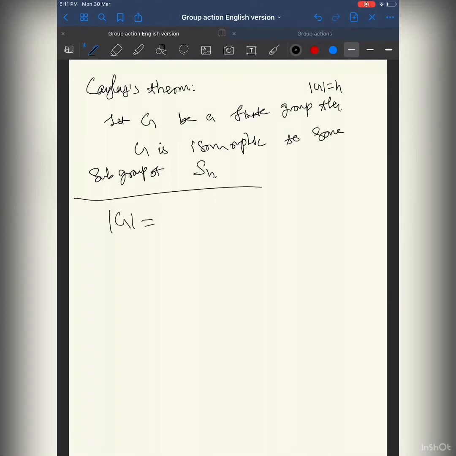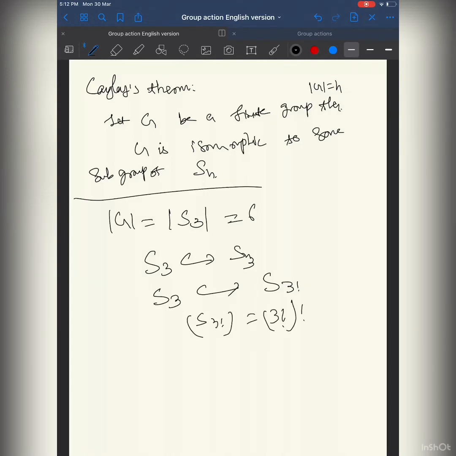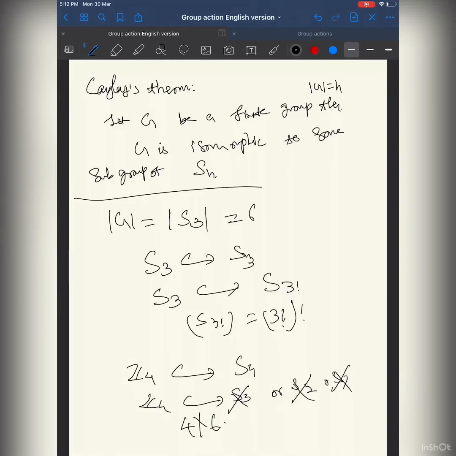I also want to mention the limitations. For example, let's take G equal to S3, which has order 6. S3 can be thrown inside S3 because that's the same thing. But according to this theorem, S3 should go into S_6, whose order is 6 factorial. So it's huge. The idea is that for some groups you cannot go further down. Z4 can be thrown inside S4 by Cayley's theorem, but Z4 cannot go into S3, S2 or even S1, because 4 does not divide 6, by Lagrange's theorem.